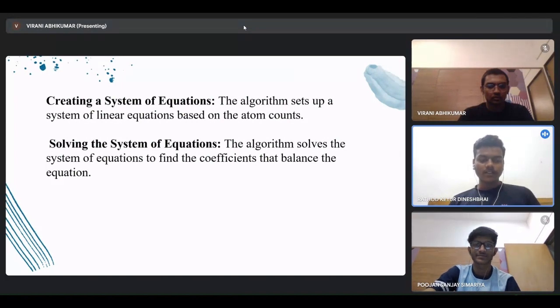And then we finally output. The balanced equation is displayed as the output of the algorithm.